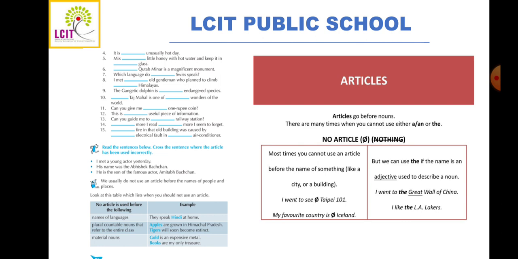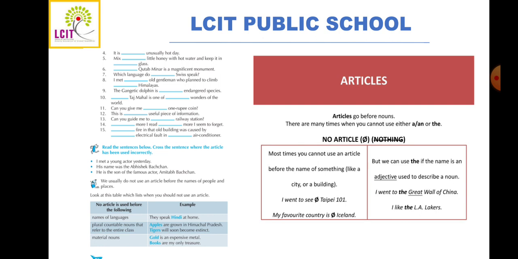Now apples, specifically it is telling that they are grown in Himachal Pradesh, so there is no use of any article here. Tigers will soon become extinct. Now this is not telling that tigers of Chhattisgarh will soon become extinct. No, it is telling about the entire class of the tiger, that it will become extinct soon. Like material nouns, gold and books, in front of those things articles are not used. Abstract nouns, expressions, some phrases, names of meals, names of academic subjects, in front of this type of thing, articles are not used, whether definite or indefinite.